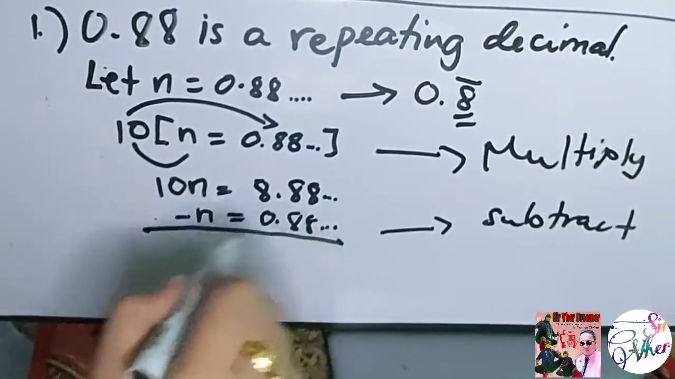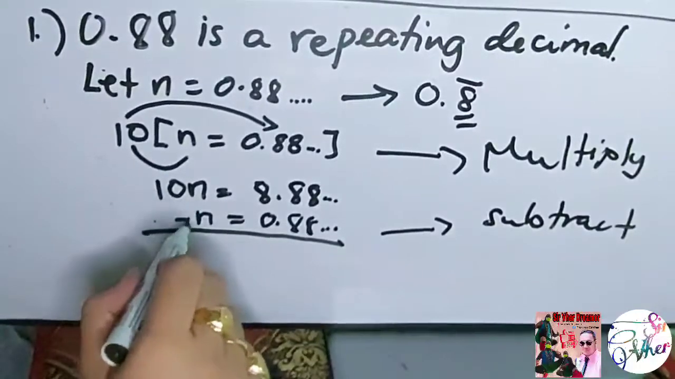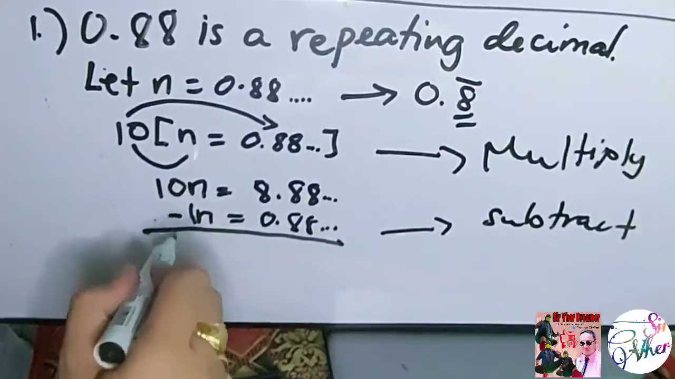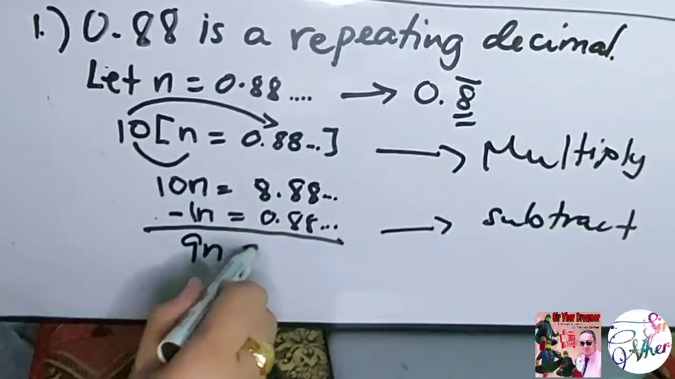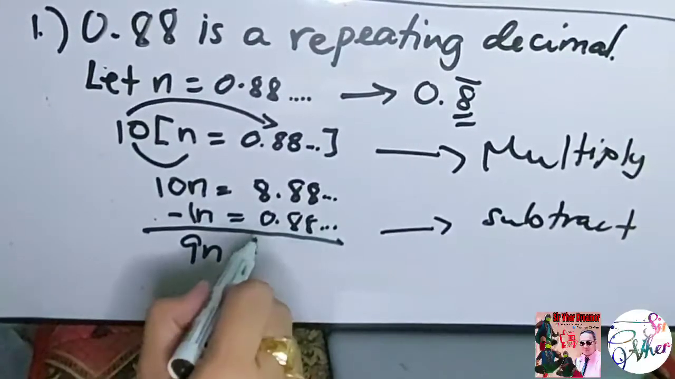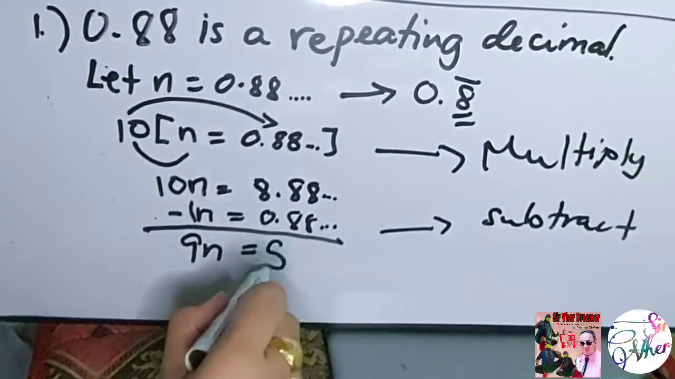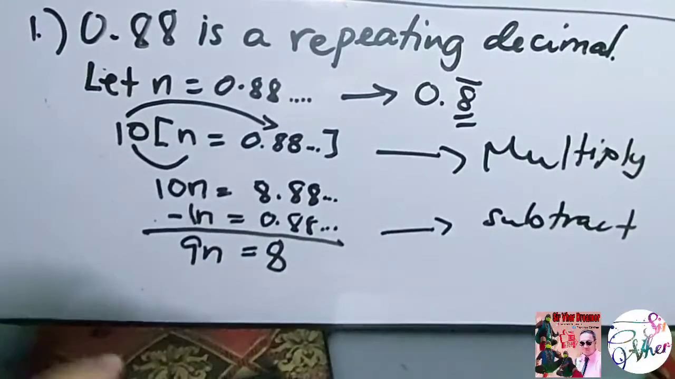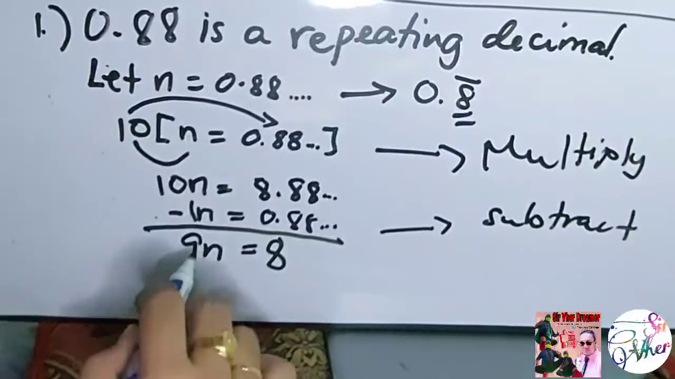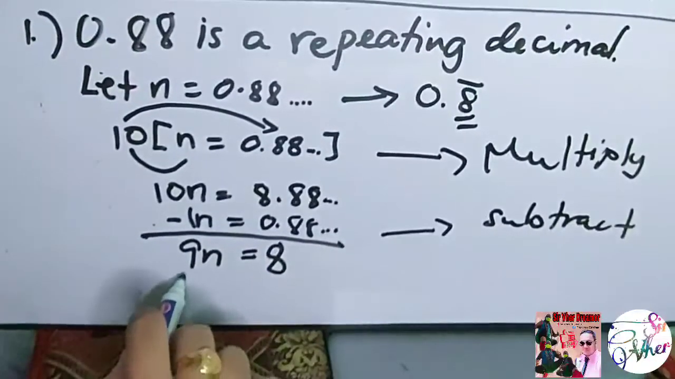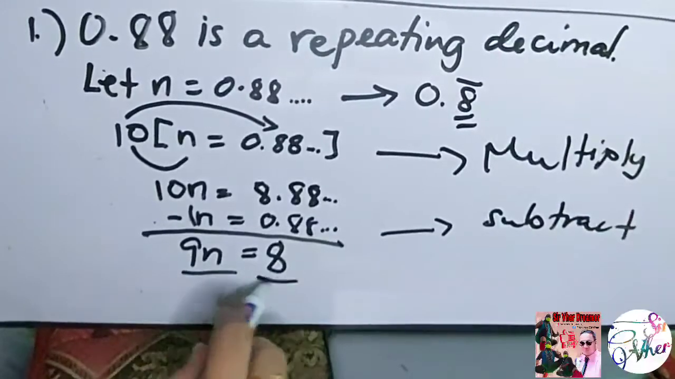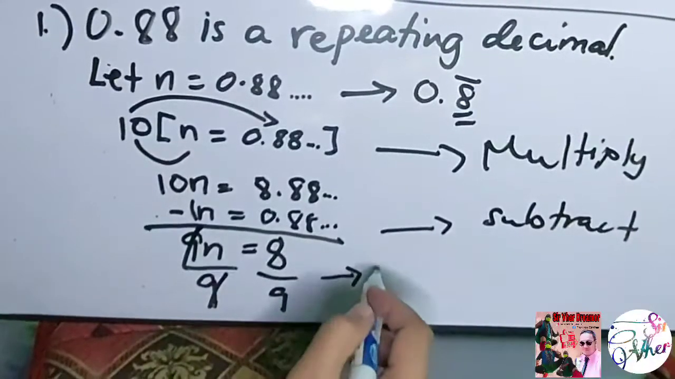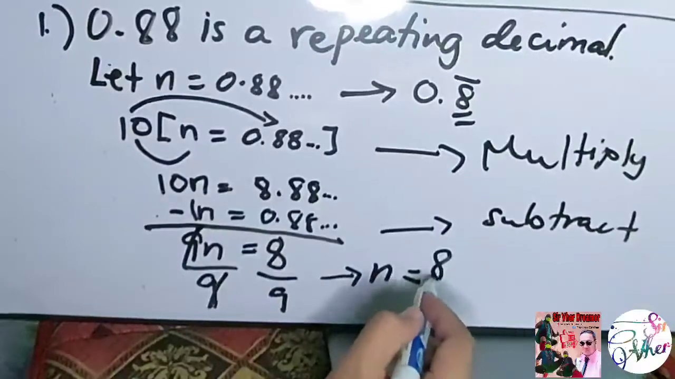So what is the result? 10n minus n, it is understood there is a 1, so 10 minus 1 is 9n, is equal to 8.888... minus 0.888..., the answer is 8. So what is n? To get the value of n, we divide both sides by 9. What remains is n is equal to 8 over 9.